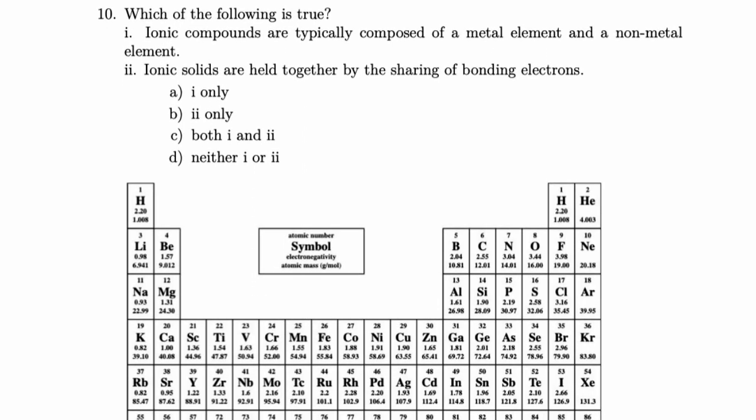Which of the following is true? Ionic compounds are typically composed of a metal element and a non-metal element. And so that is true. But it could also be composed of a metal and a polyatomic ion, or a polyatomic ion and a non-metal, or 2 polyatomic ions. Ionic solids are held together by sharing and bonding electrons. This one's false. The ionic compound is held together by electrostatic attraction between oppositely charged particles.